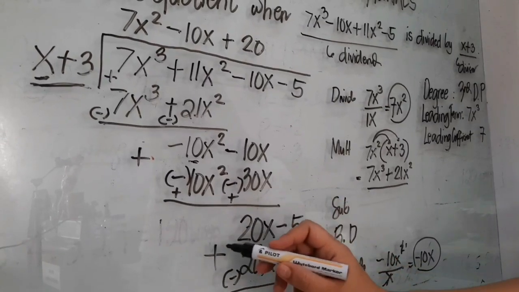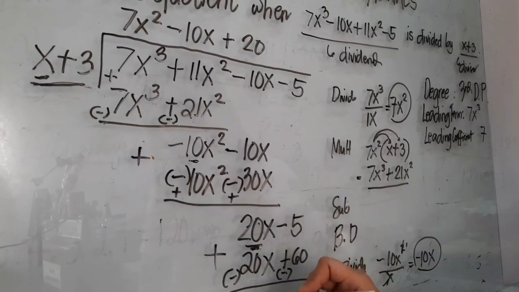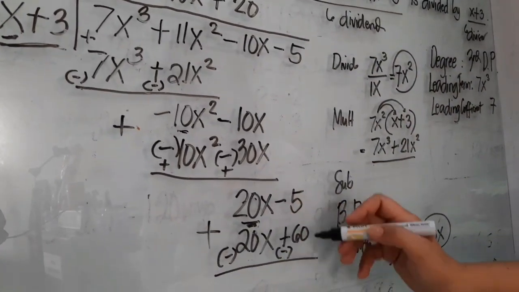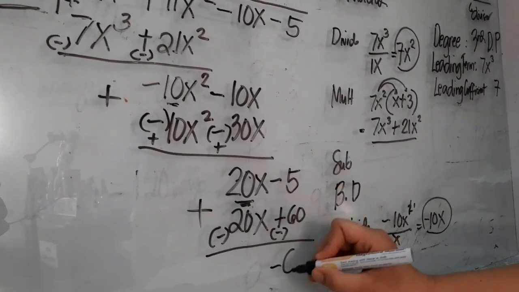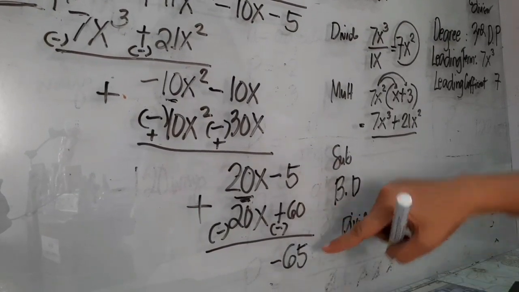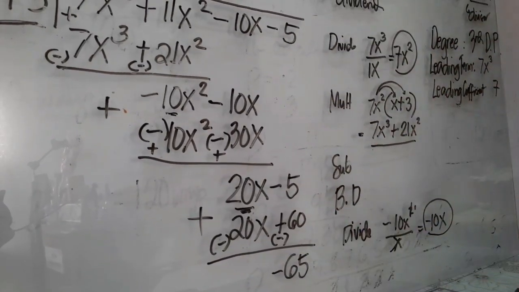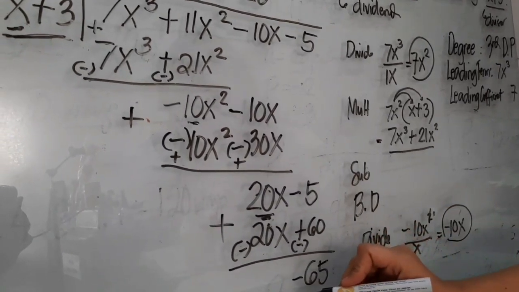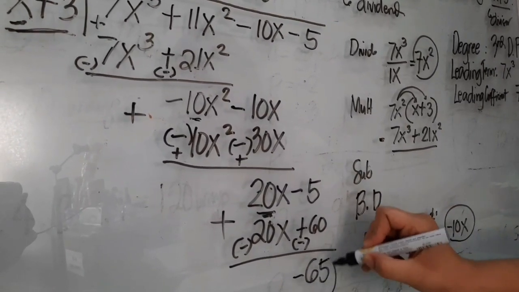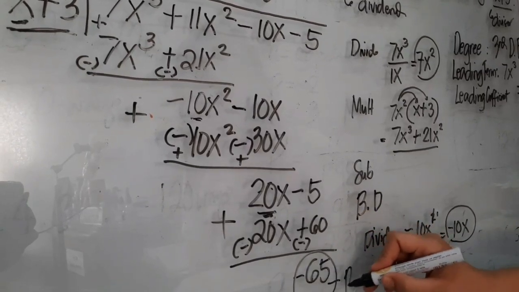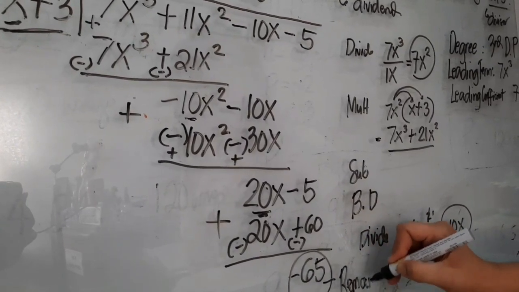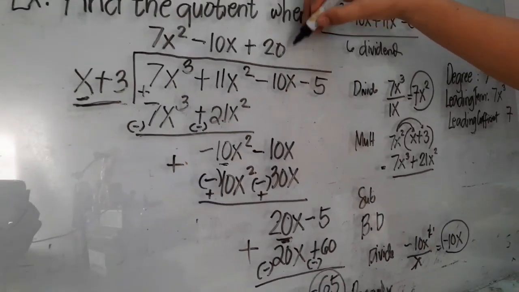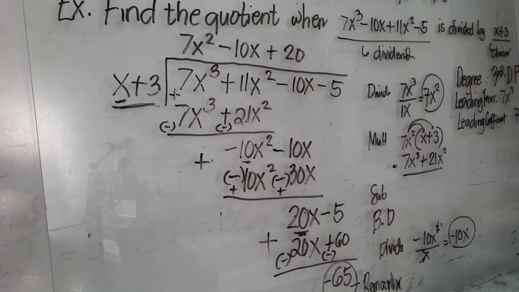So, 20x plus negative 20x, so this is 0 automatically. This is negative 5 plus negative 60. Answer is negative 65. Naapa i-bring down? So since there's no more, then we are done. The last answer that you will get automatically is your remainder. And the answer on the top is what we called our quotient.